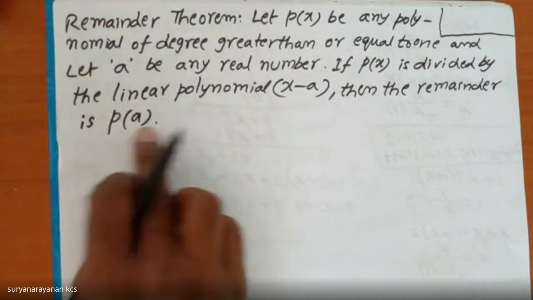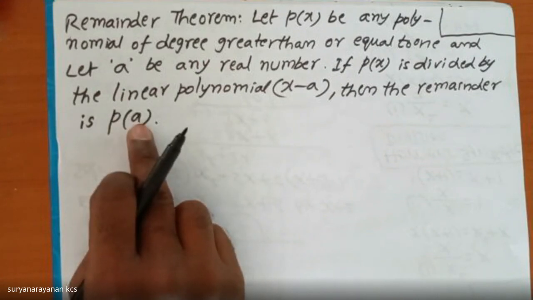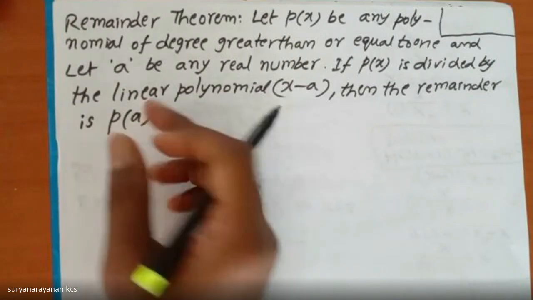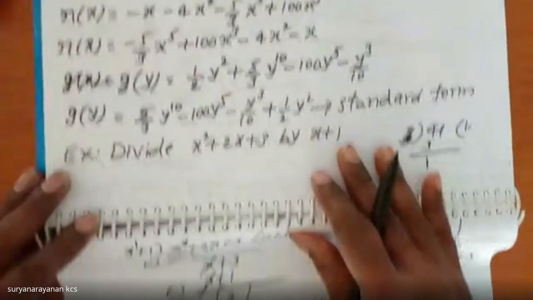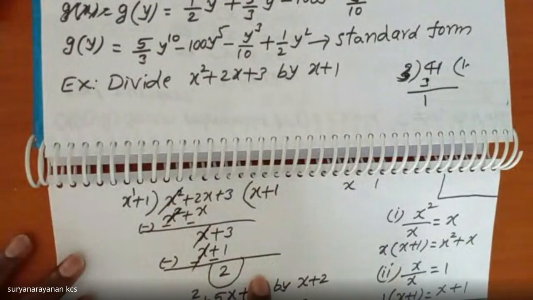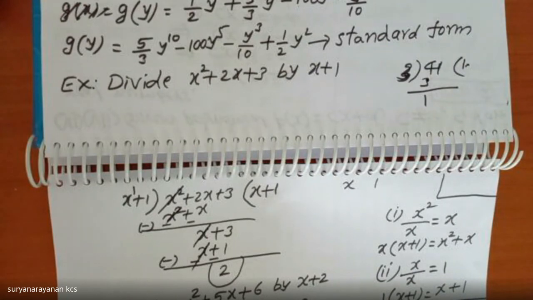Here we take this as remainder. P of A is a remainder. We get some number, and that number is nothing but a remainder. Without using this long division, without using this lengthy process, simply we get the remainder. By using this remainder theorem, we can find the remainder when you divide a polynomial by a linear polynomial. We will discuss some examples on this remainder theorem in the next class.